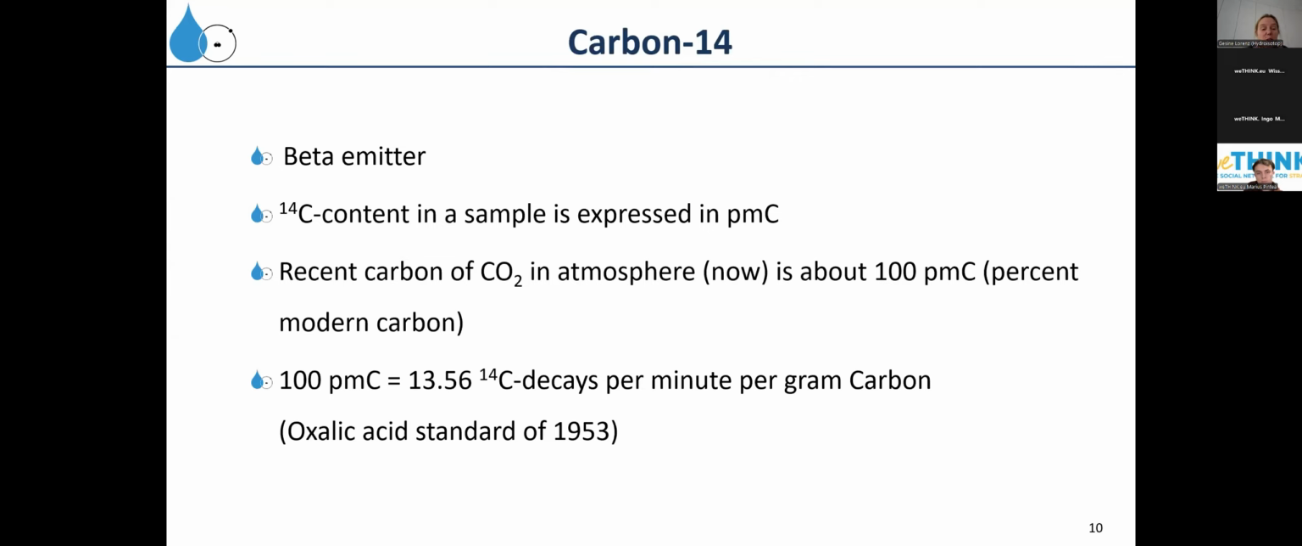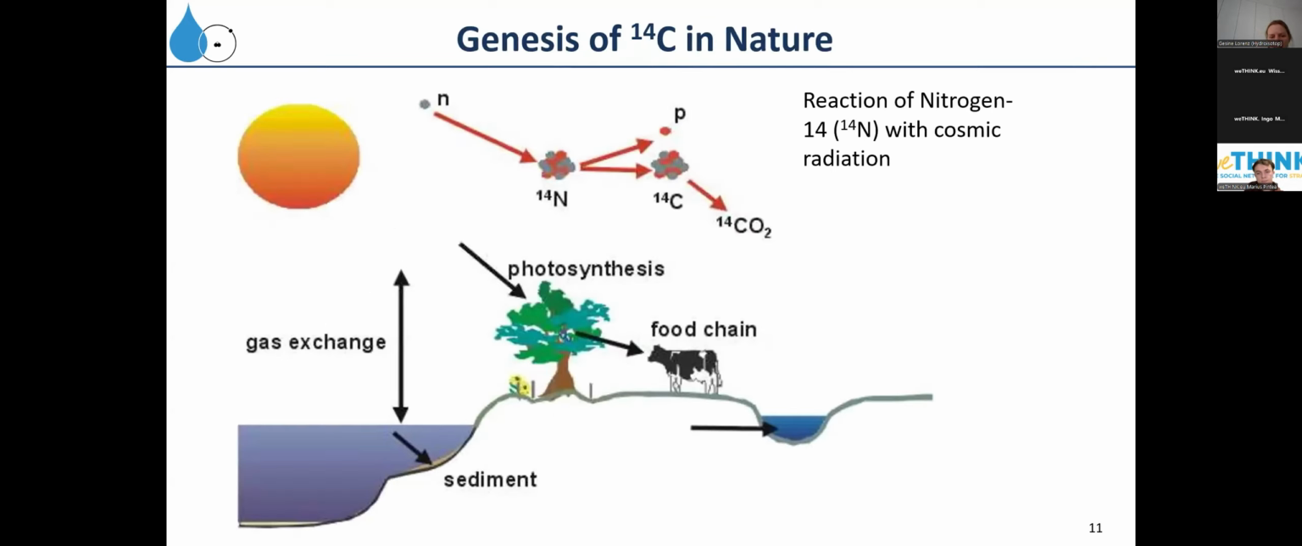The carbon-14 content in a sample is expressed in the unit percent modern carbon. Recent carbon, CO2 in the atmosphere now, is about 100% modern carbon. And this unit means 30.56 carbon-14 decays per minute per gram of carbon. It's based on an oxalic acid standard from 1953.